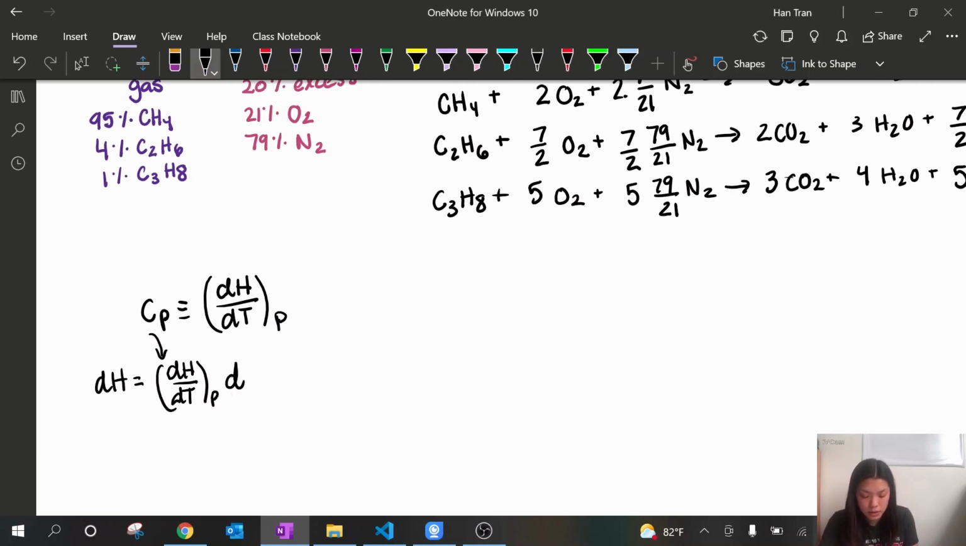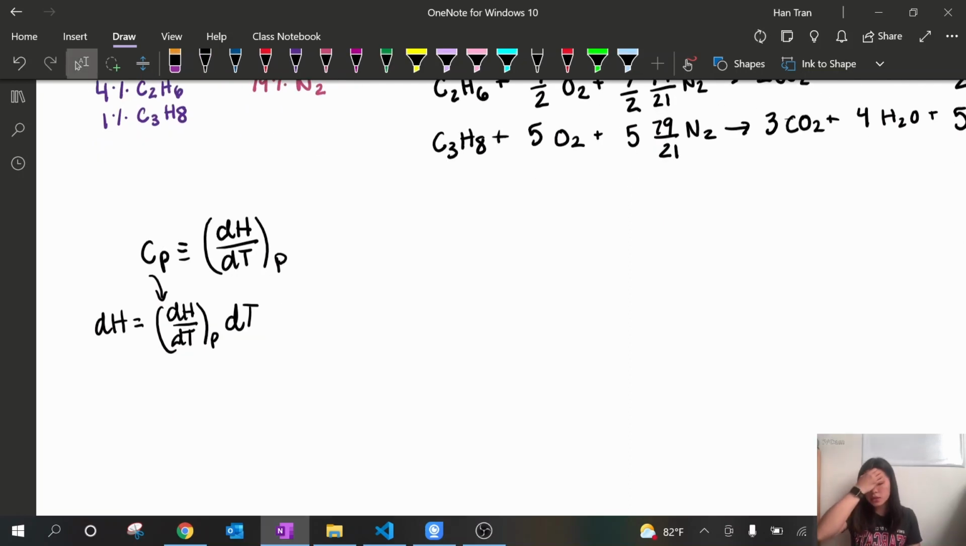And that's going to be with respect to a change in temperature. Since the pressure is constant and this is an ideal gas, we're not going to write out the effects of pressure. So this is the equation for the change in enthalpy. If we were to take the integral of this, we would have the change in enthalpy is equal to the heat capacity multiplied by the change in temperature.